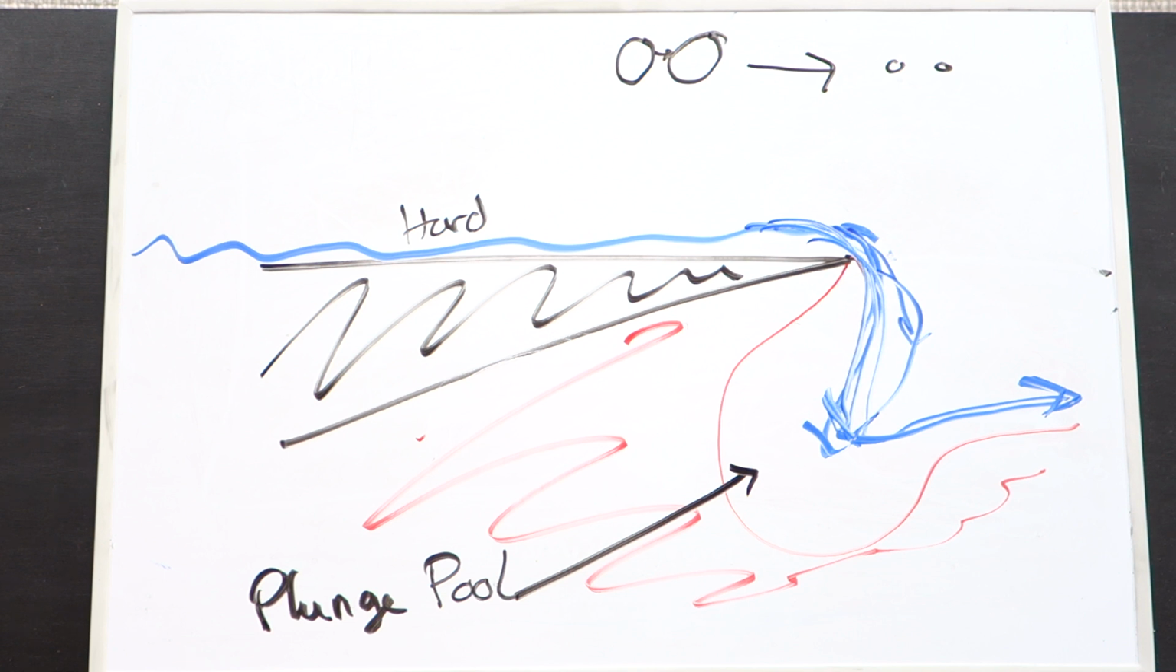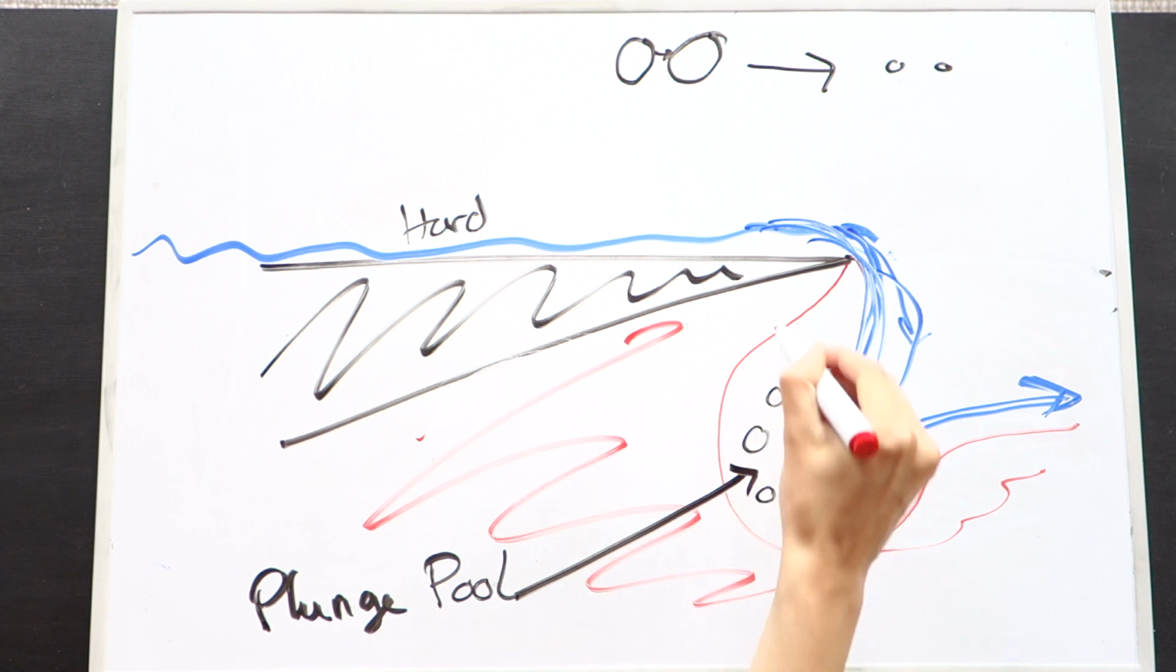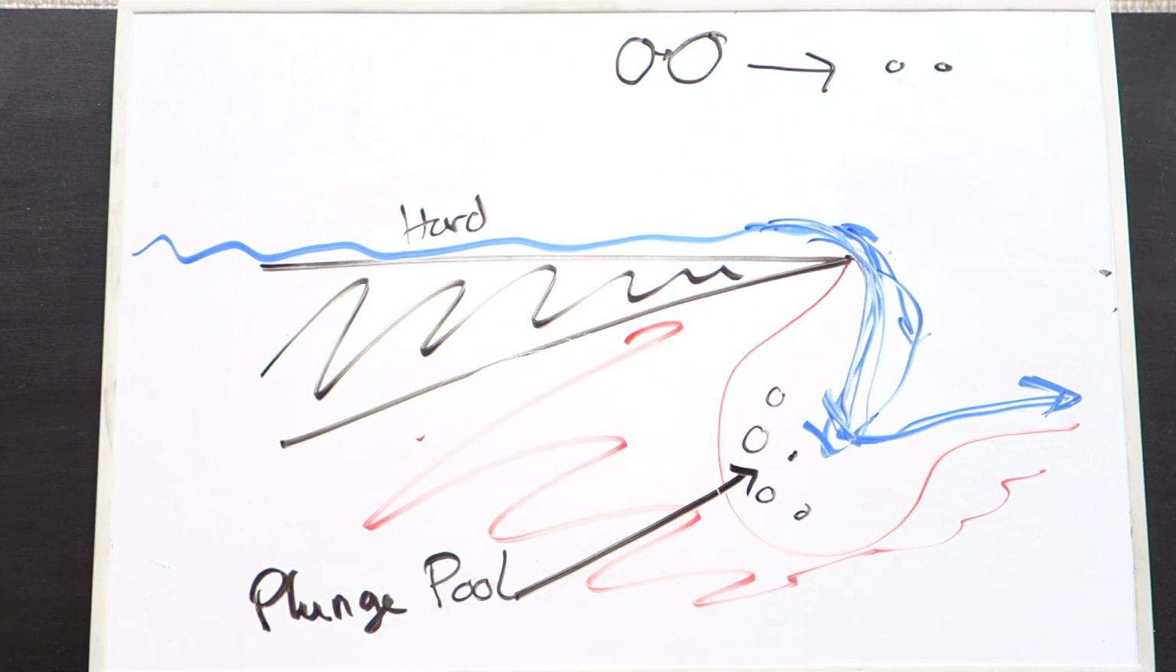Abrasion happens in the plunge pool because the river carries with it a load which contains rocks. And those rocks scrape against the side of the plunge pool, making the plunge pool larger, and we call that abrasion.